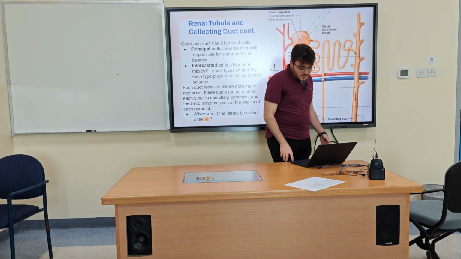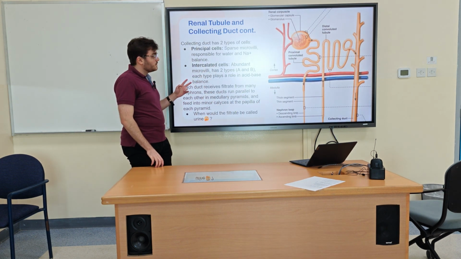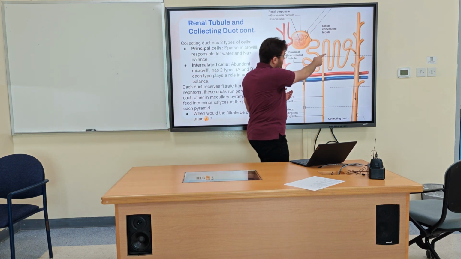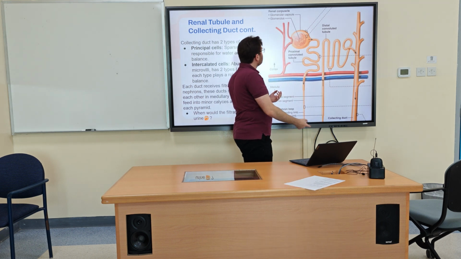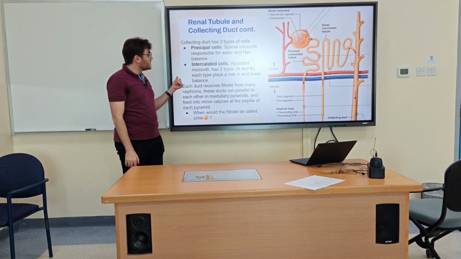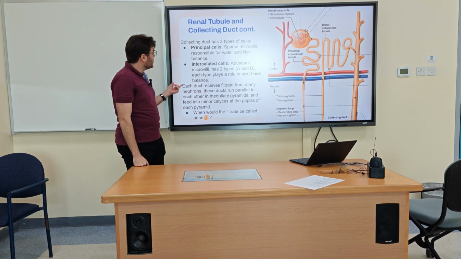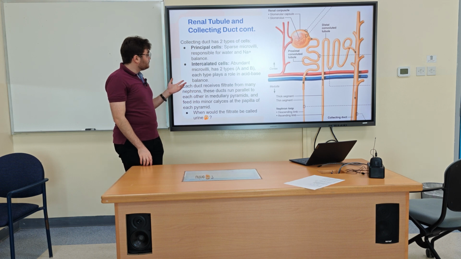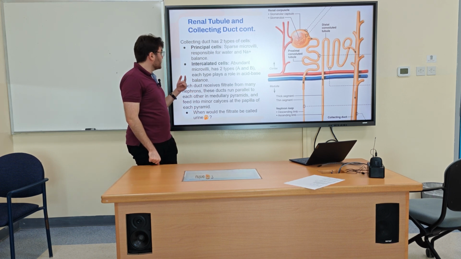Okay, so for the collecting tubule, it consists of 2 types. So after the DCT, the filtrate goes into the collecting duct. The collecting duct has 2 types of cells: principal cells and intercalated cells. Principal cells have sparse microvilli, and they are mainly responsible for the water and sodium balance.